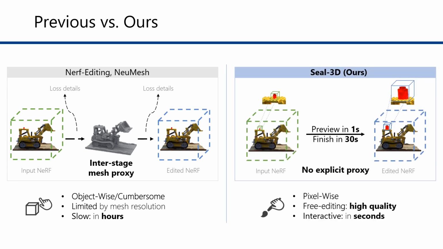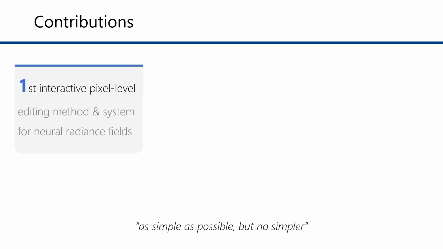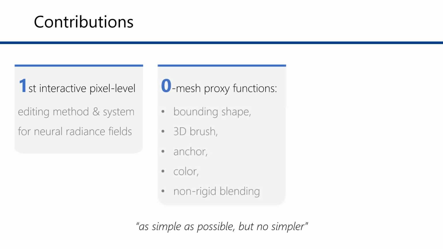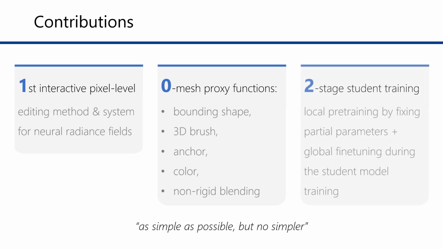To bridge the gap, we propose Seal-3D. Our editing framework achieves a pixel-level interactive preview speed and does not require any proxy geometry structures, allowing it to be more direct and extensive. In summary, our contributions are as follows. Firstly, we propose the first interactive pixel-level editing method and system for neural radiance fields, which exemplifies fine-grained multiple types of editing. Secondly, a mesh-free proxy function is proposed to establish the correspondence between the explicit editing instructions and the update of implicit network parameters, and a teacher-student distillation strategy is proposed to update the parameters. Thirdly, a two-stage training strategy is proposed to enable instant preview of local fine-grained editing without contaminating the global 3D scenes.